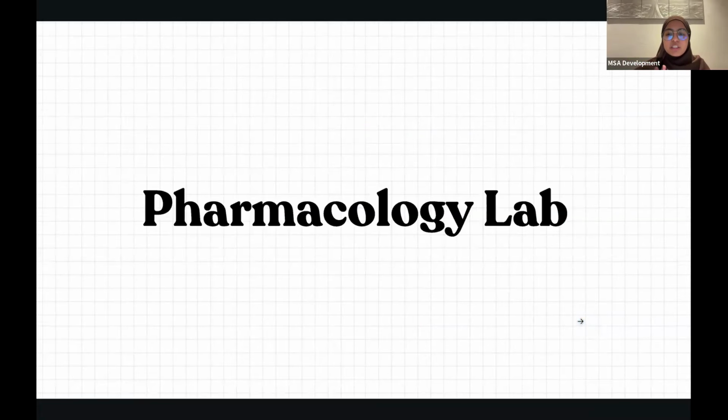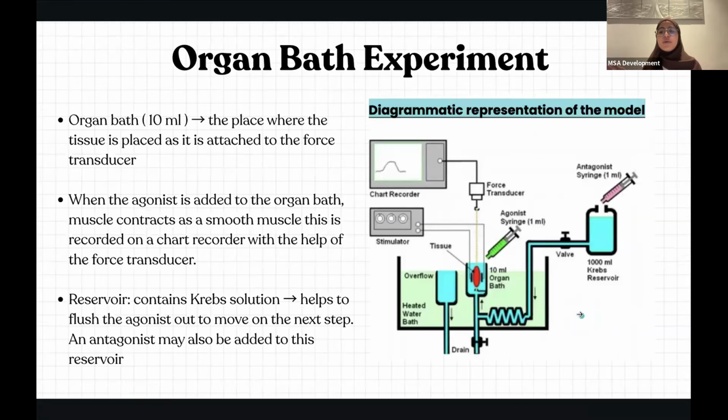Now, finally, moving on to the pharmacology lab, we're almost there. The pharmacology lab, you don't need to know this that much. This is just for the sake of understanding. Once you get to the actual part, you're probably going to forget this part.